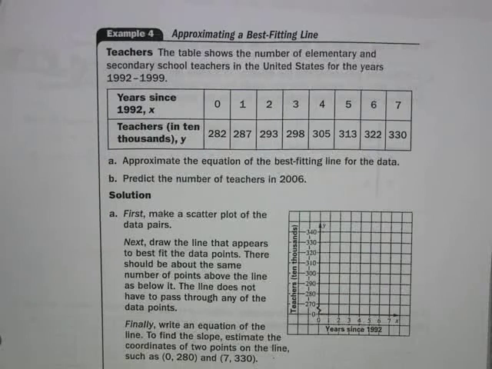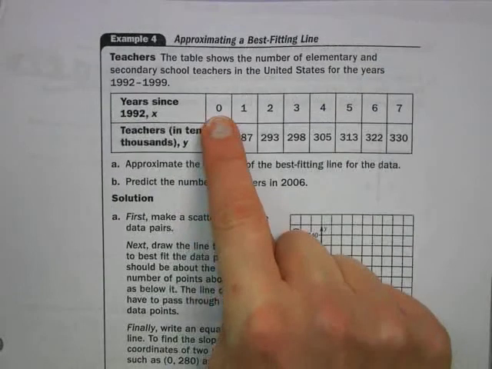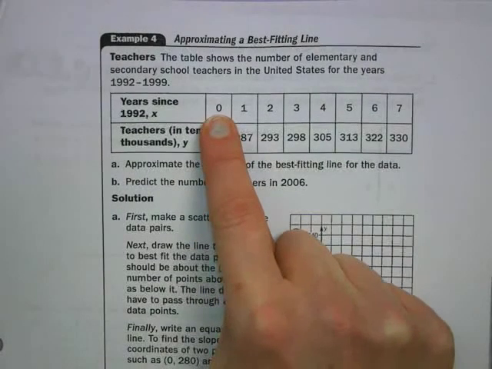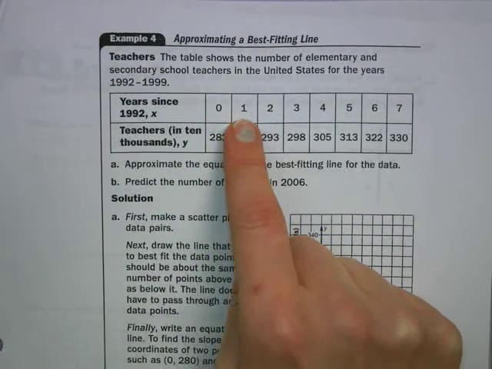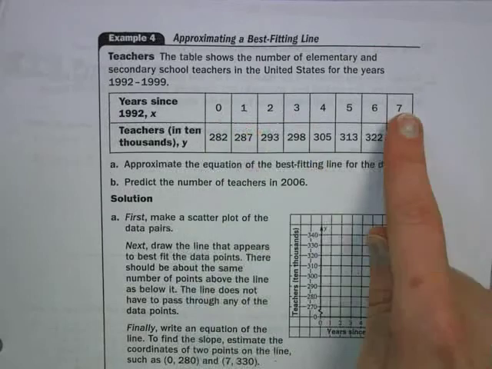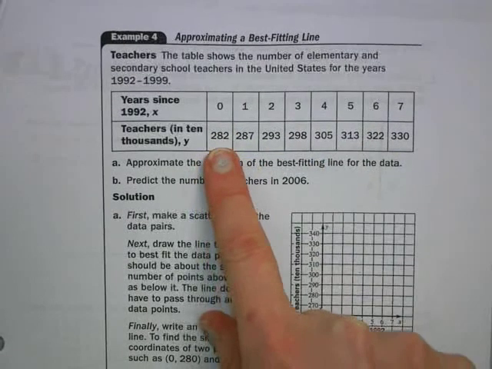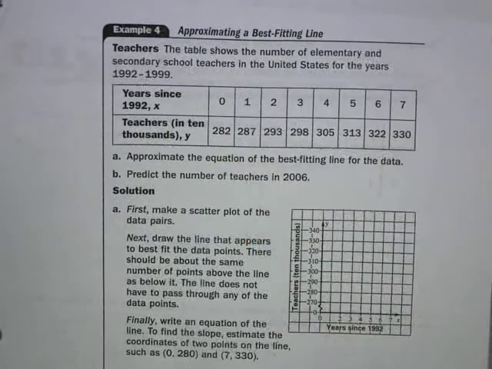They give us some data here, and it says teachers. The table shows the number of elementary and secondary school teachers in the United States for the years 1992 to 1999. So it's years since 1992. 0 years since 1992 would be 1992. 1 year since 1992 would be 1993, and so on. So here's our years since, and here's our teachers in 10,000. We would multiply those numbers by 10,000 to get the actual number, but that would be crazy to graph those big numbers, so they simplify it for us.